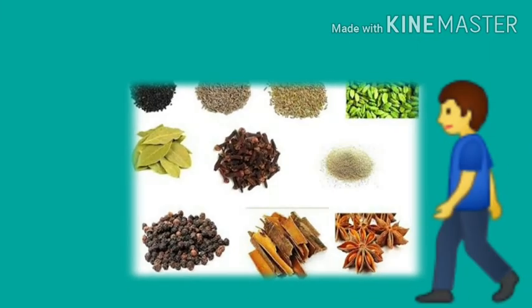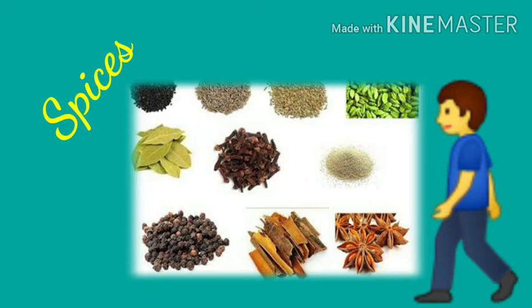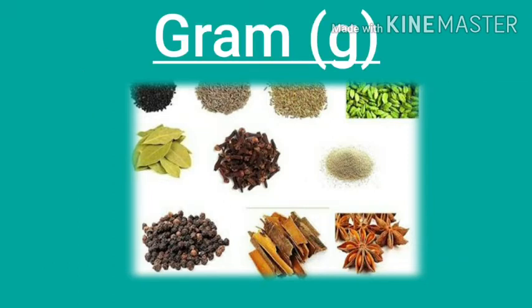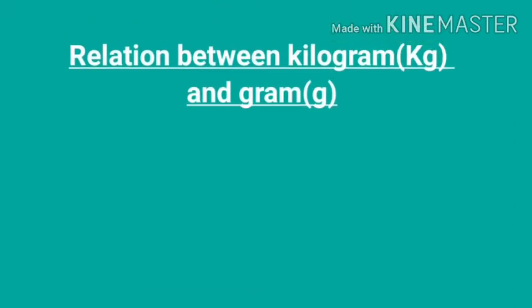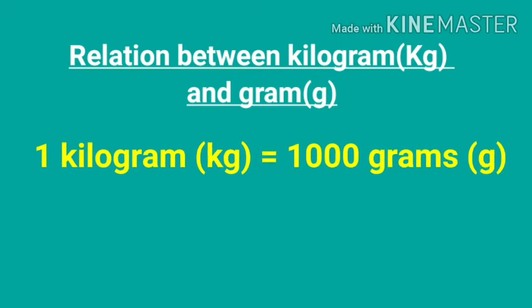At the same time, if we want to buy spices like cumin, cardamom, cloves, how do you ask? Will you ask it in kilograms? No, we will not ask it in kilograms because we buy it in lower quantities. We don't want so much of spices. So we ask it in grams. Let us see the relation between kilogram and gram. Can you tell me how many grams make 1 kilogram? Yes, you are right. 1 kilogram is equal to 1000 grams.